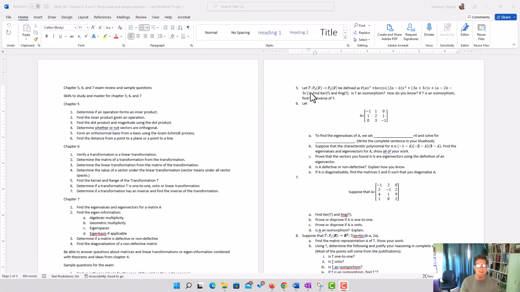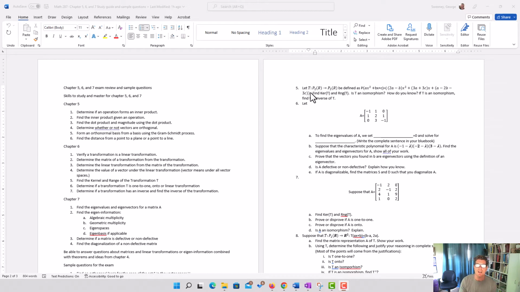So we'll start out with just Chapter 5, and it's right here. I want you to determine if an operation forms an inner product. So we've seen some different operations that could form inner products. We've got those 4 requirements for being an inner product. So make sure that you know what those 4 are and that you can actually just show that something does fulfill that requirement for the inner product.